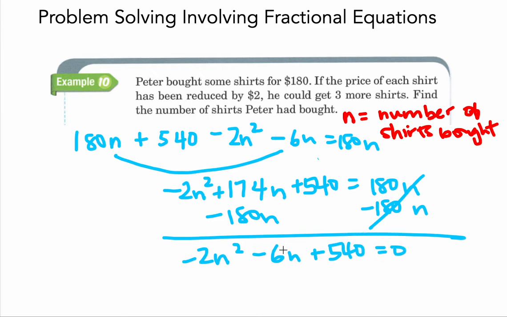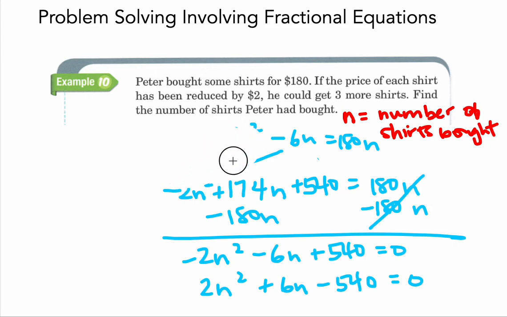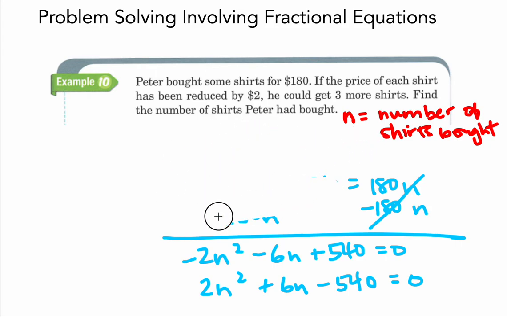Ooh, I don't like these negatives, so let me just flip all my signs. I can do that. 2n squared becomes positive, plus 6n. This one becomes minus. So if I flip the sign for my first term, I gotta flip all my signs for my other terms. Okay, so I end up with 2n squared plus 6n minus 540 equals 0. I'm going to rewrite that up on top so I have more room.